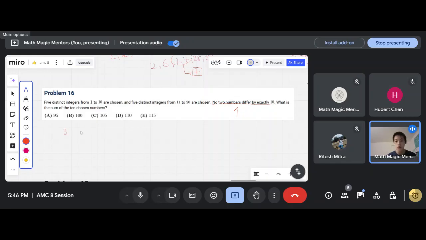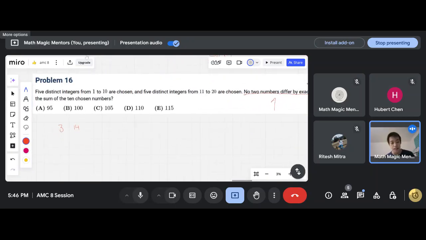If I give you two numbers, 3 and 14, do they differ by exactly 10? I'm playing with numbers by picking a number from 1 to 10 and one from 11 to 20. Well, it's easy to see that 14 minus 3 is 11, and that's not 10. So no, they don't. How about 5 and 17? By the same reasoning, 17 minus 5 is 12. But how about 4 and 14?